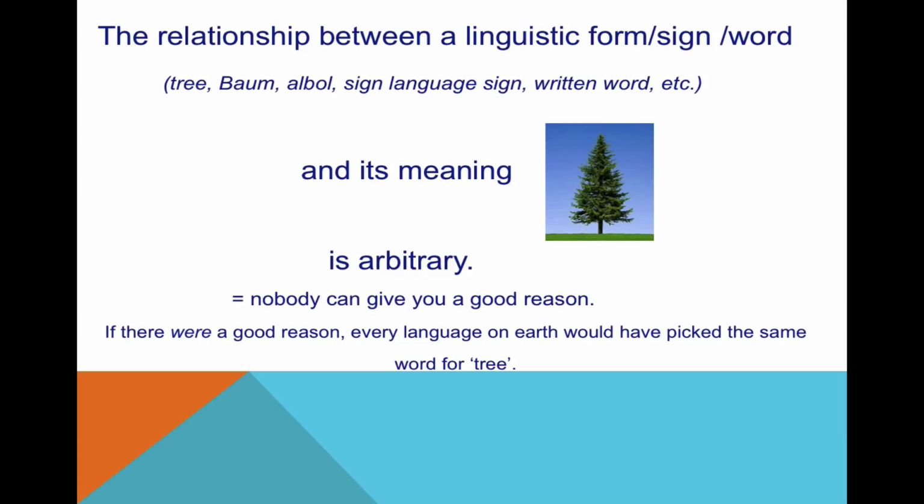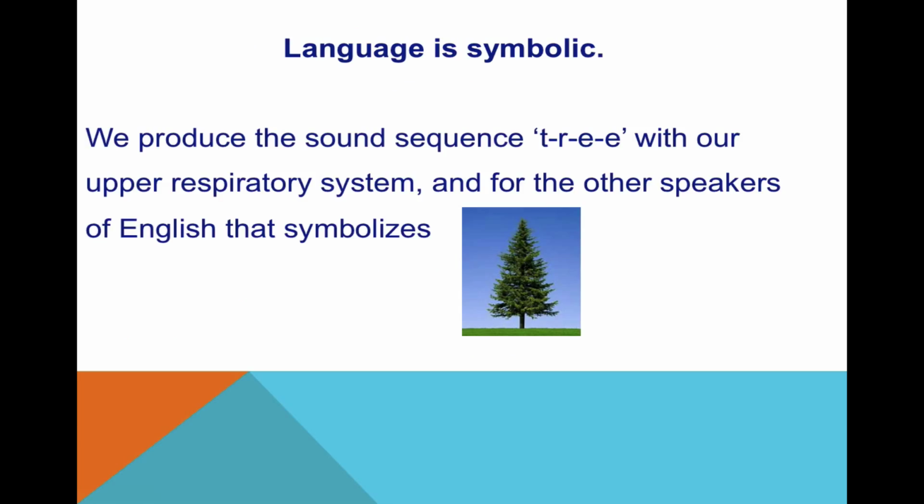If there were a good reason, every language on earth would have picked the same word for tree, and they surely did not. Okay, so there is no good reason. It's just completely abstract, detached, weird, symbolic, arbitrary. Okay, so language is symbolic. We produce the sound sequence tree with our upper respiratory system, and for the other speakers of English, that symbolizes this thing. So the sound sequence tree is a symbol.